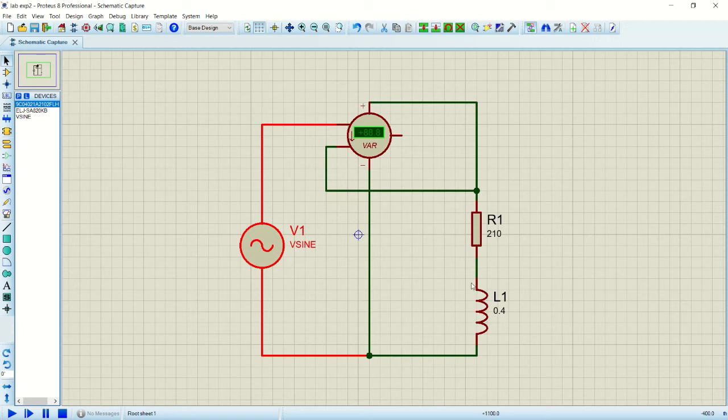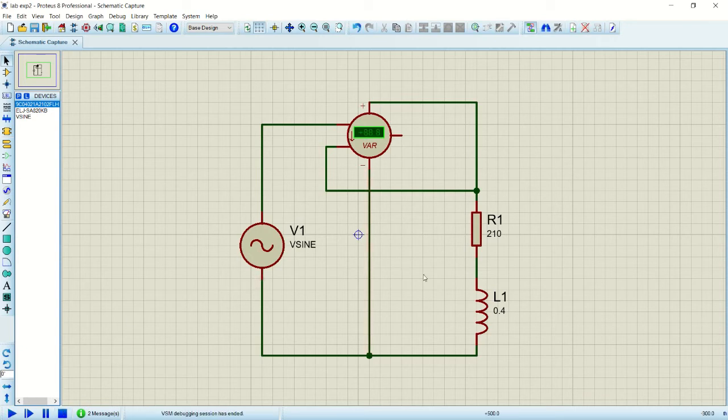The purpose of this experiment is to measure reactive power Q by changing the value of resistor and inductor depending on the value given in the lab sheet. For the first reading, we need to set the value for resistor to 210 ohms and for the inductor at 0.4 Henry. For the first reading we get 21 VAR.